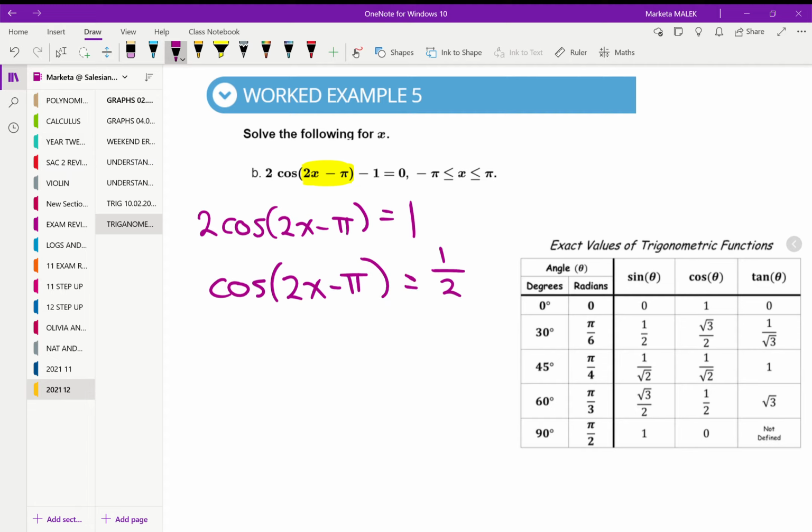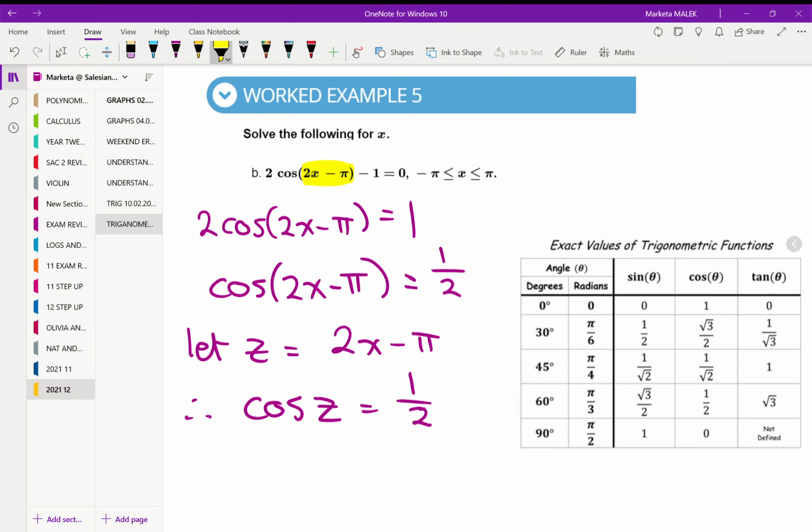So at this stage, this is where I'm going to use the z. And of course, you can use any pronumeral you want. So let z equal 2x minus pi. So that means, therefore, cos z equals half. And you need to state this, because you're adding a z in out of nowhere. You're using it for your own convenience. So you want to state why you're using that z, or what it represents in your working out, if you do choose to use this method.